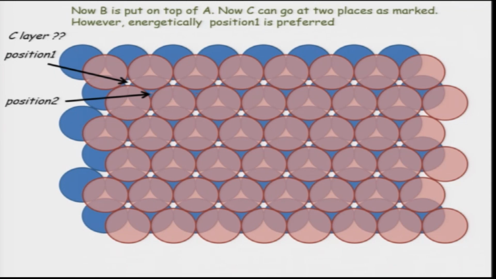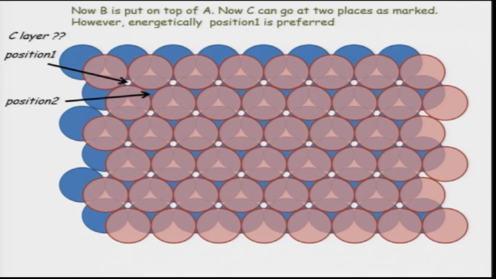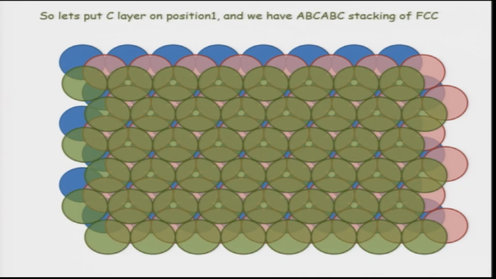Now if you put it over here, what will happen is that the A layer and C layer will be on top of each other, very close to each other, and therefore there will be a lot of repulsion. But if you put the C layer in this vacant region, then that repulsion would be minimized, and therefore clearly position 1 would be preferred in terms of minimizing the repulsion. So let us put the C layer on top of it. Now this is what we call the ABC layer that is found in FCC, and it is called ABC stacking. So ABC, another layer will come just on top of ABC. So this will give you what is called ABC stacking of FCC.